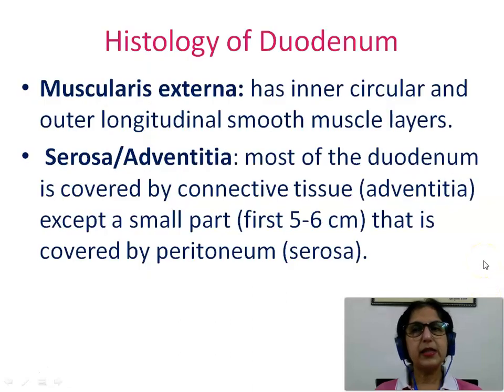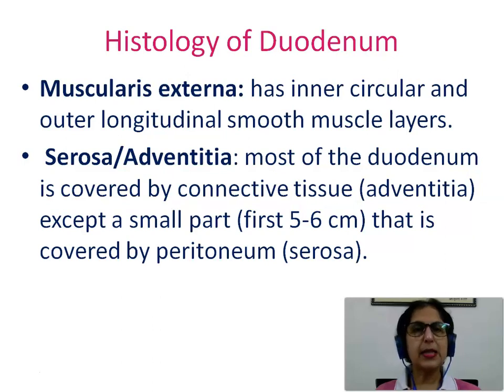Next we see the muscularis externa. This has two layers, inner circular and outer longitudinal smooth muscle layers, and outermost is the serosa or adventitia. Most of the duodenum is covered by connective tissue, hence is called adventitia, except a small part, the first 5 to 6 centimeters, that is covered by peritoneum and is called the serosa.